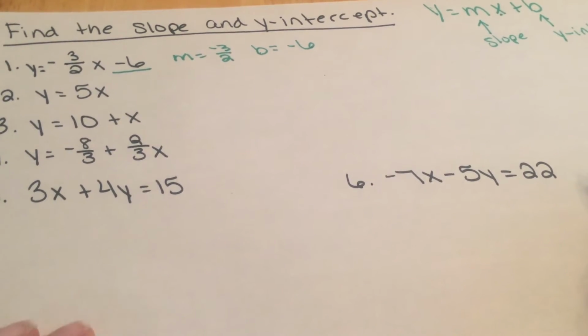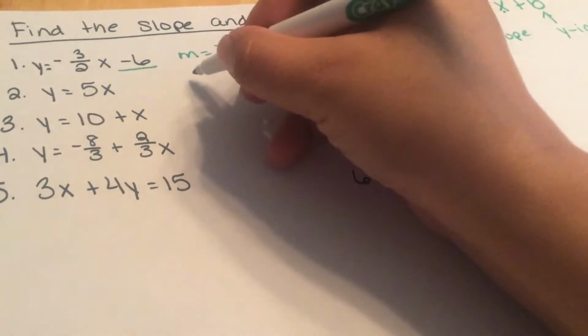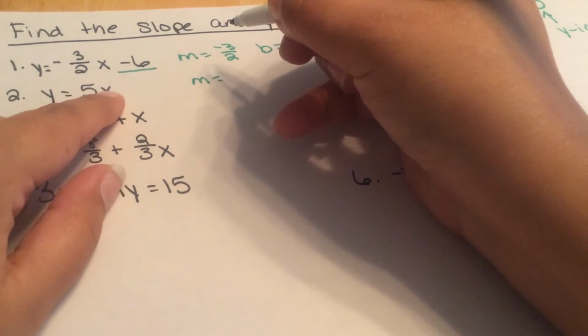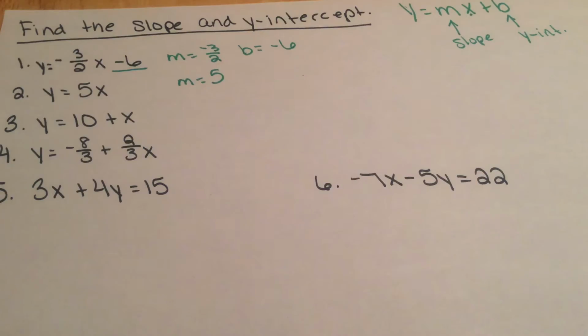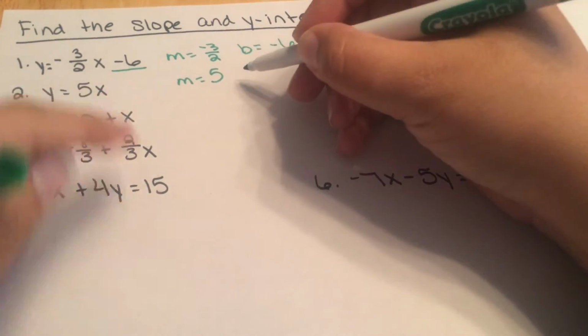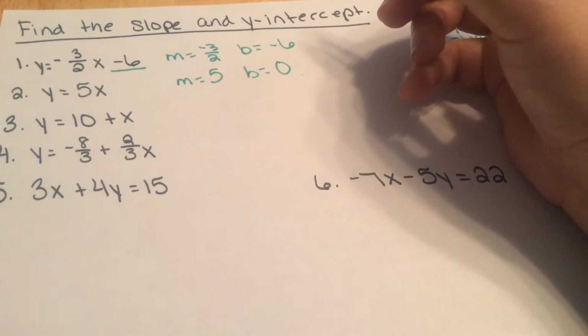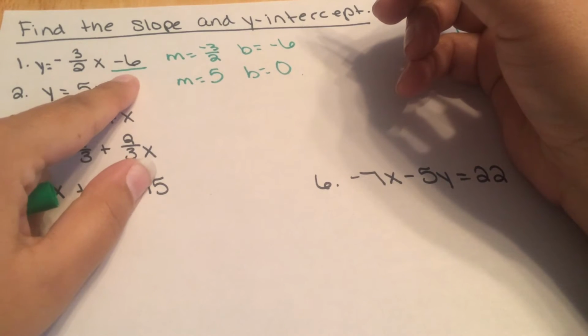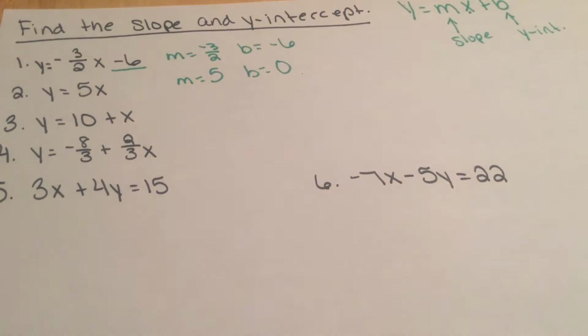Don't let the next couple throw you for a loop. On number 2, to identify our slope, again, we see our x, so our coefficient is 5, so that's our slope. So the y-intercept is going to be, well, since we don't see one, we assume that it's going to be 0. Again, in the first one we actually saw the negative 6. Since we don't see one now, we assume that it's going to be 0, and it is. Okay. Let's look at number 3.